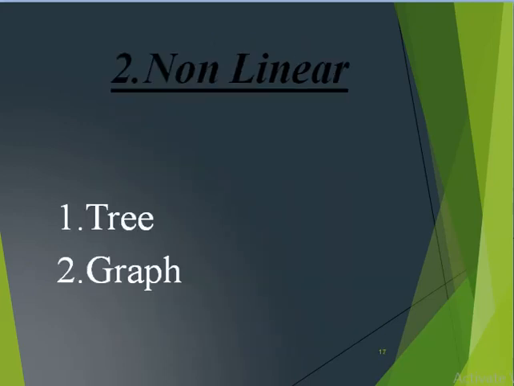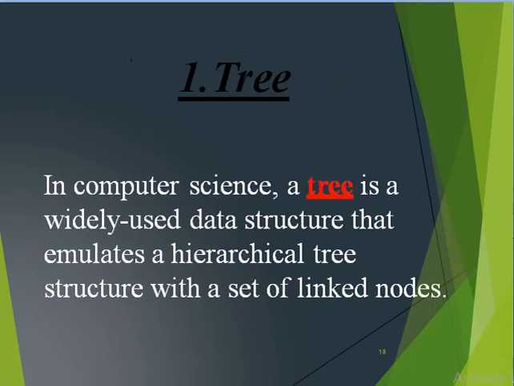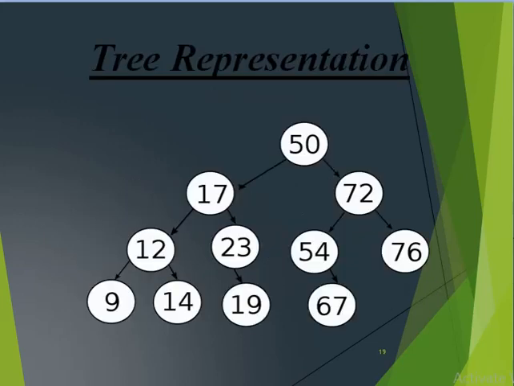Now we come to the non-linear data structure. The non-linear data structure is divided into two different types: trees and graphs. What is a tree? In computer science, a tree is a widely used data structure that emulates a hierarchical tree structure with a set of linked nodes. The nodes are linked to each other with the help of edges. The representation of a tree is like this.